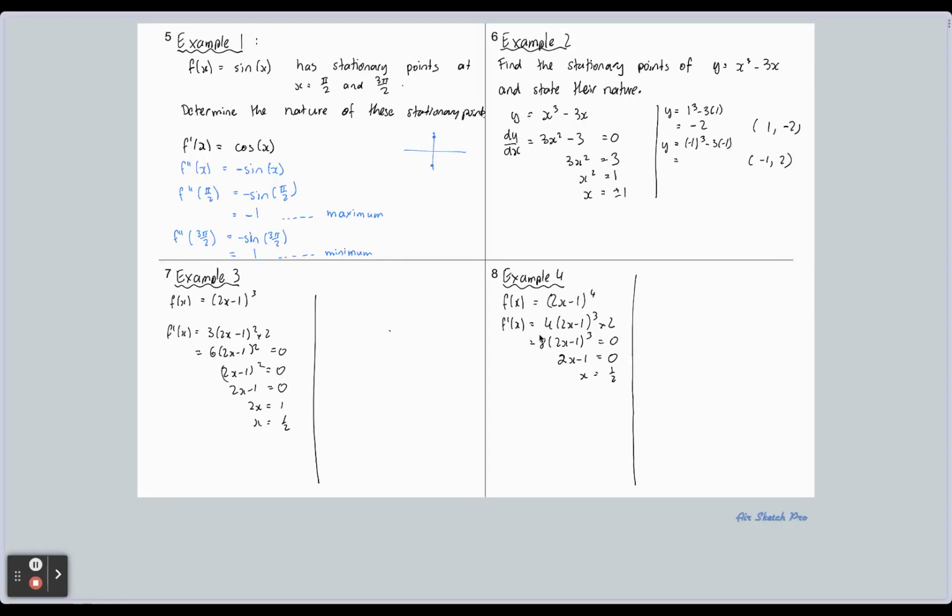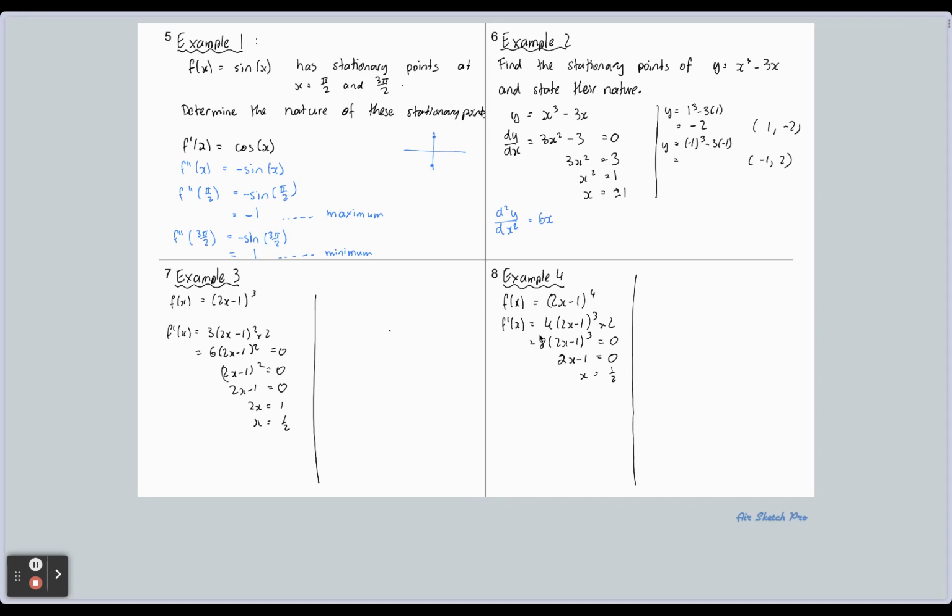Let's have a look at example 2. Find the stationary points and state their nature. I've already done that, and I've got the stationary points here. It says find the stationary points, so not only did I find the x values, but I found the y coordinates as well. But for the second derivative test, we just need the x coordinates. So using the other notation, the second derivative d2y dx squared is equal to the derivative of 3x squared minus 3, which is 6x. That's it.